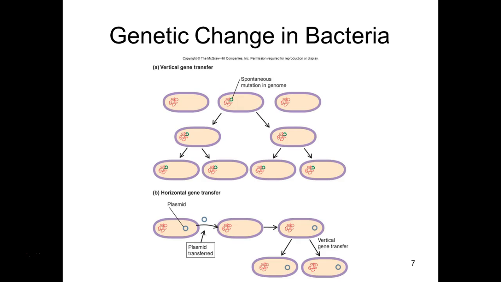Make sense? And so the same is true for vertical. Notice this mutation that happened here could then maybe later be horizontally transferred to some other cousin in the community.